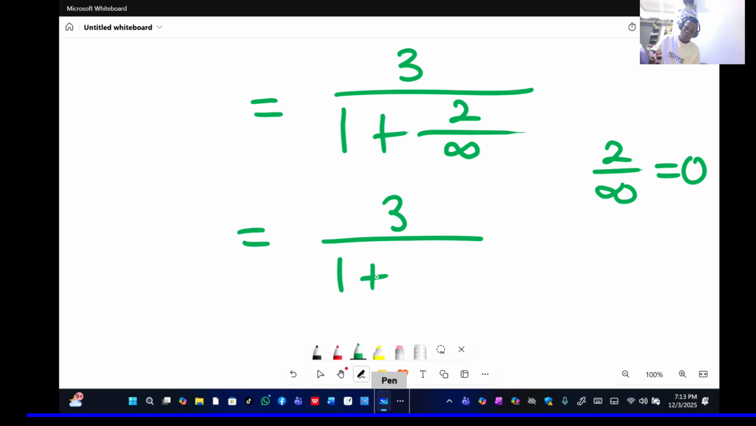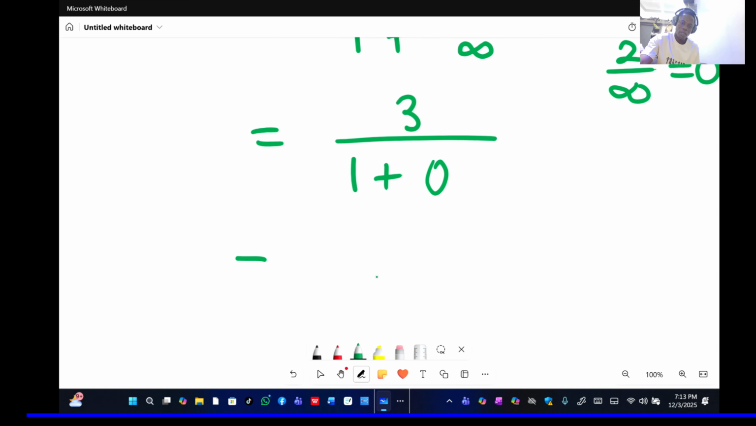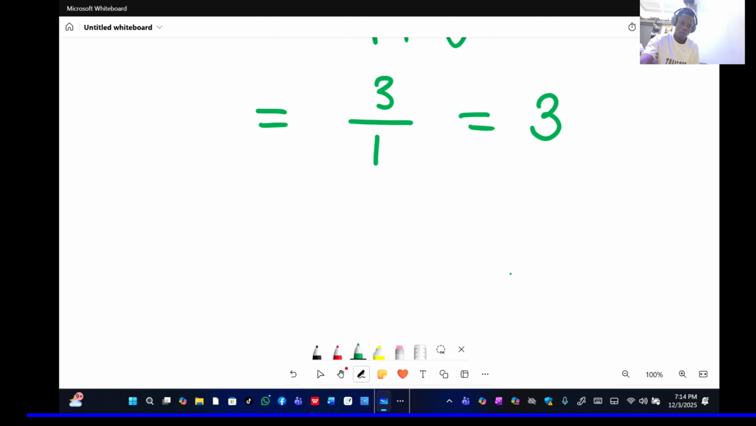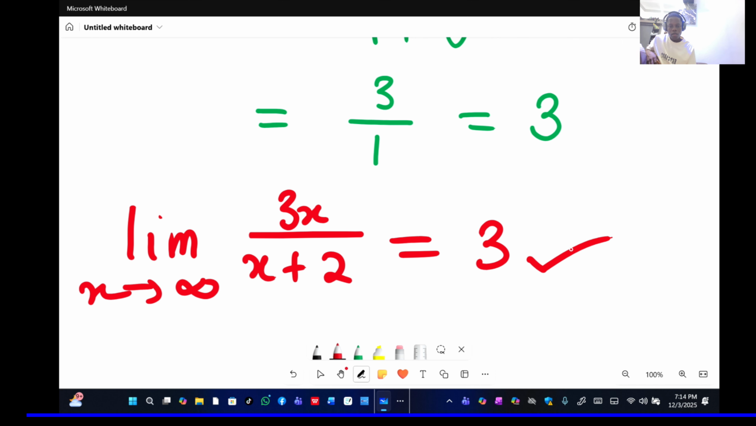So we are going to replace it here with 0. So here becomes 0. Right, we continue to evaluate. So we are going to get 3 divided by 1, and the answer is 3. Right, so we conclude by stating that the limit of the function 3x divided by x plus 2 as the input x approaches infinity is equal to 3. And this is the correct answer.